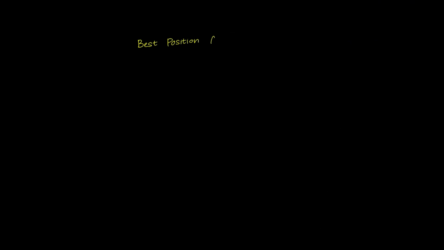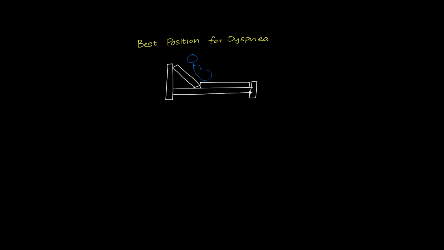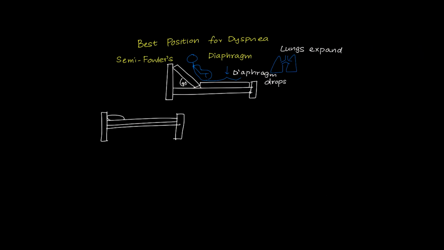Let's talk through positioning for a pneumonia patient who is struggling to breathe. The right answer is semi-Fowler's with the head of the bed elevated. When a patient sits up, gravity pulls the abdominal contents downward, which lets the diaphragm drop and the lungs expand more fully. Lying flat does the opposite. The diaphragm gets pushed up by the belly contents, lung volumes shrink, and breathing gets harder.